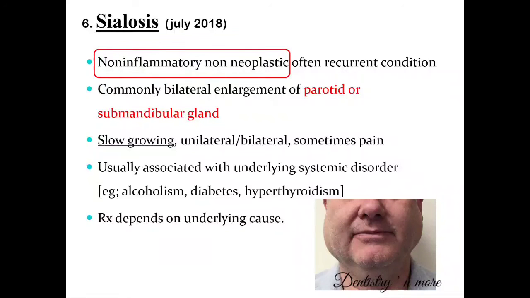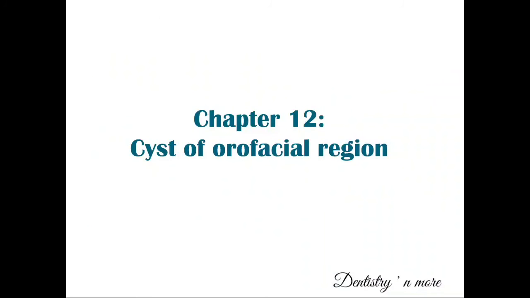It is found to be unilateral or bilateral, and sometimes there is pain or it can be a painless lesion. This is a slow-growing swelling that can be seen bilaterally or unilaterally, and is also found to be associated with underlying systemic conditions such as diabetes and hypothyroidism. Also it's associated with alcoholism too, and the treatment depends on the underlying cause. So based on that, we undergo the treatment for such cases.